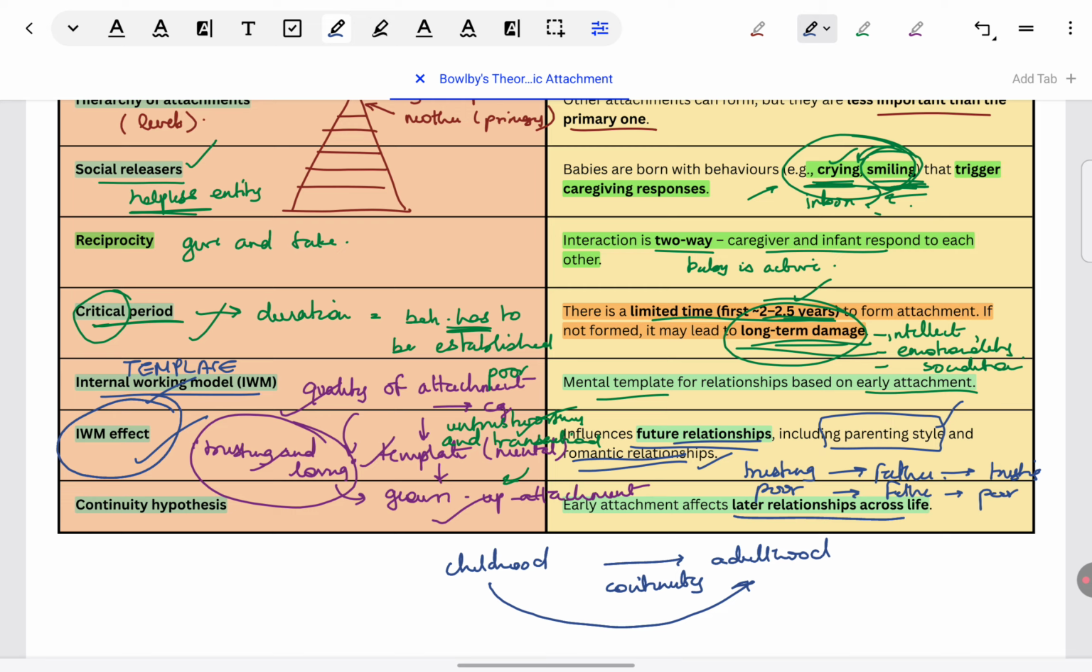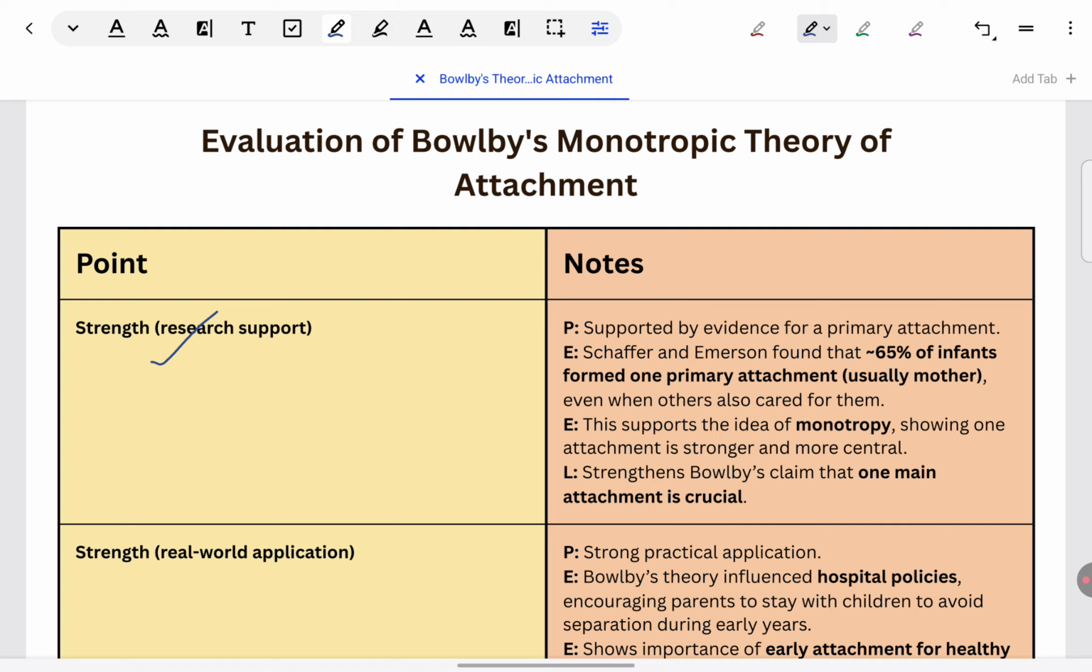As far as Bowlby's theory is concerned, there is research support to evidence the theory. If you want, you can take Lorenz's study also. After all, his ideas have come from Lorenz: critical period and impact, like sexual imprinting, early imprinting which took place at birth and in later life determined their sexual imprinting. Those sorts of ideas directly support Bowlby's ideas of IWM effects and the continuity hypothesis.